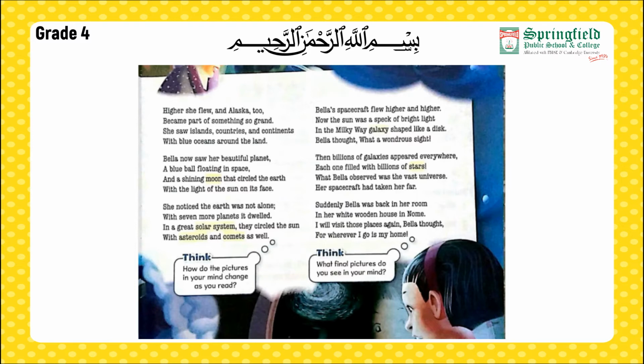Bella's spacecraft flew higher and higher. Now the sun was a speck of bright light. In the Milky Way galaxy shaped like a disk, Bella thought, what a wondrous sight. Then billions of galaxies appeared everywhere, each one filled with billions of stars. What Bella observed was the vast universe. Her spacecraft had taken her far. Suddenly, Bella was back in her room, in her white wooden house in Nome. I will visit those places again, Bella thought. For wherever I go is my home.